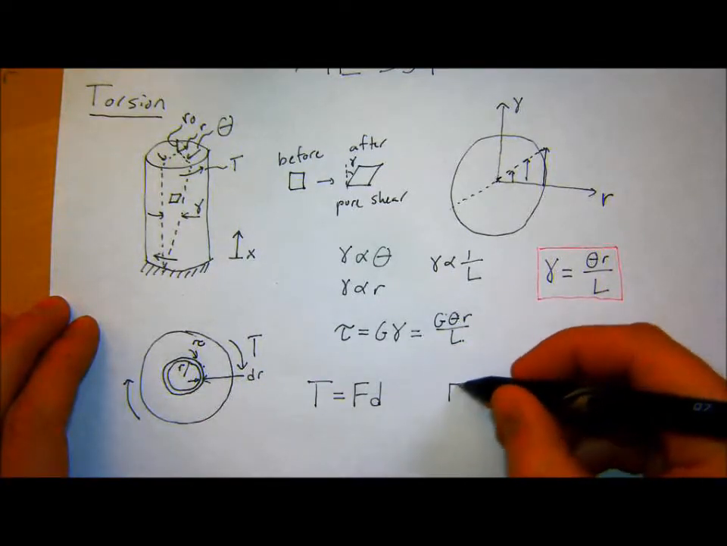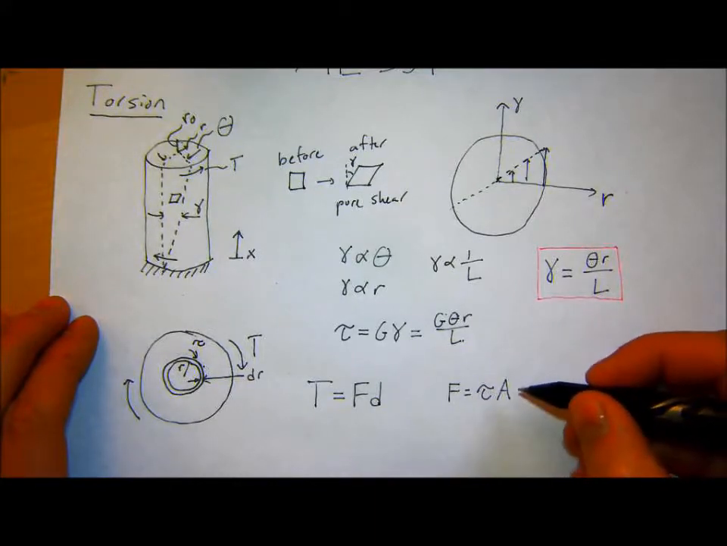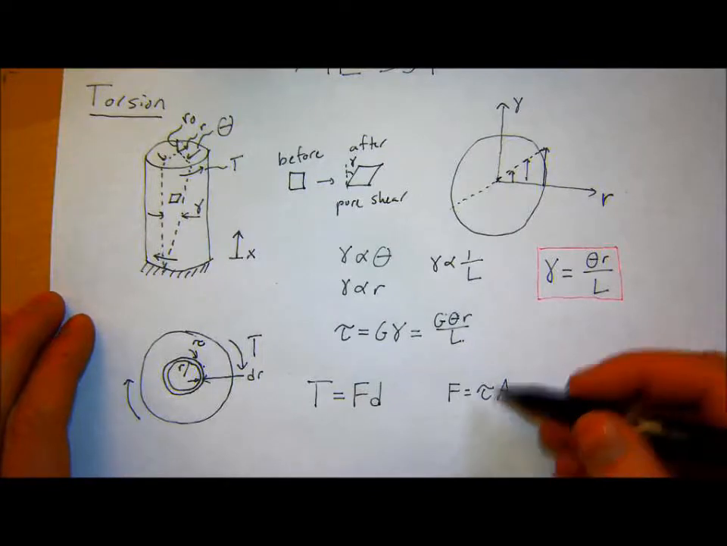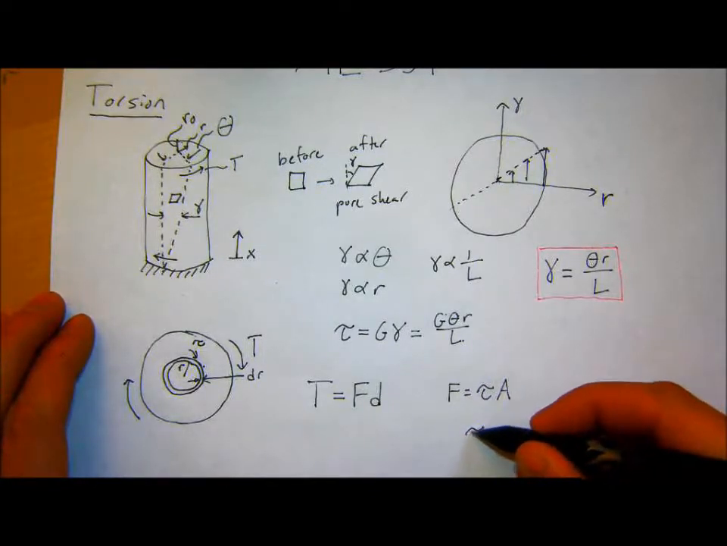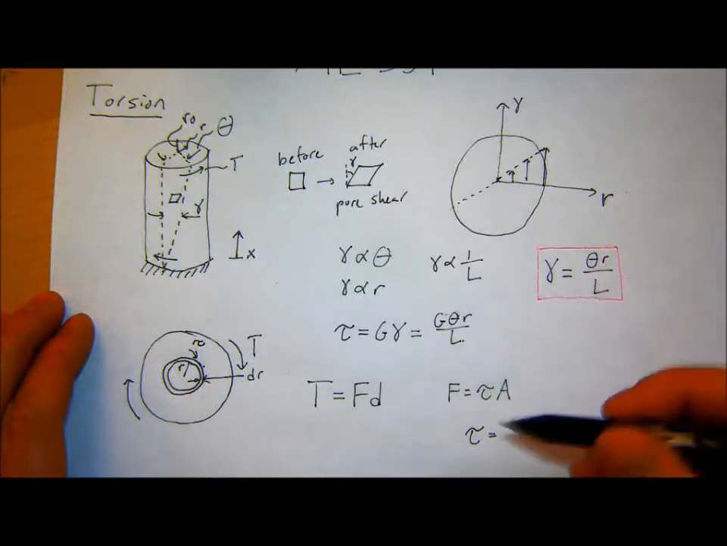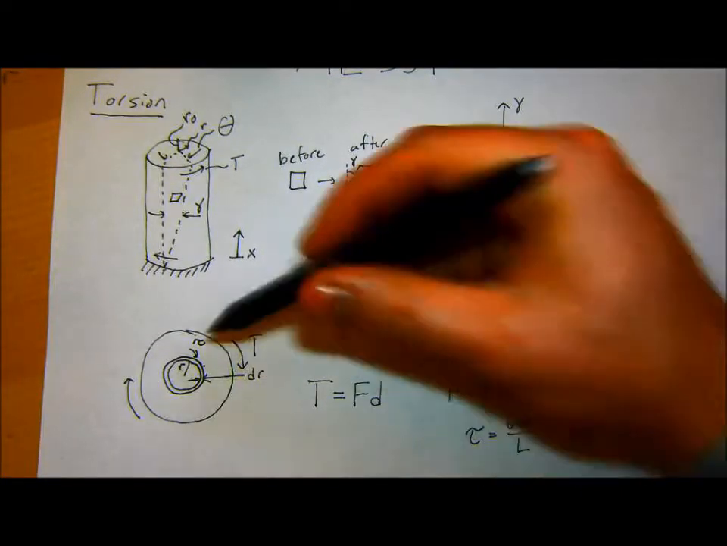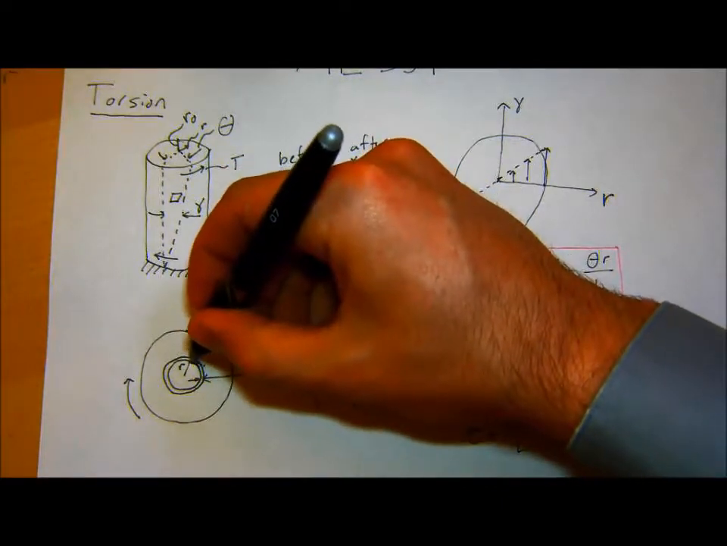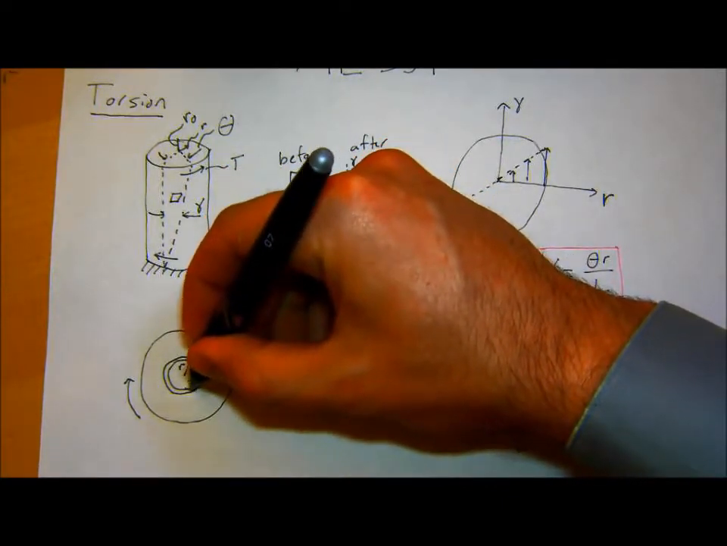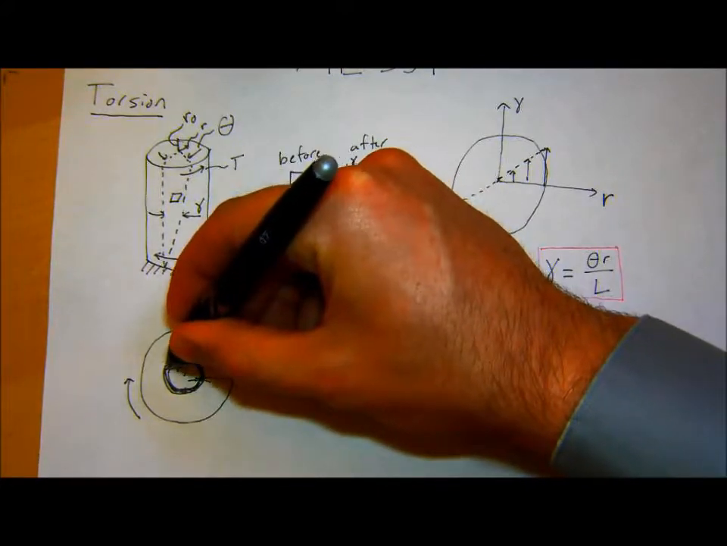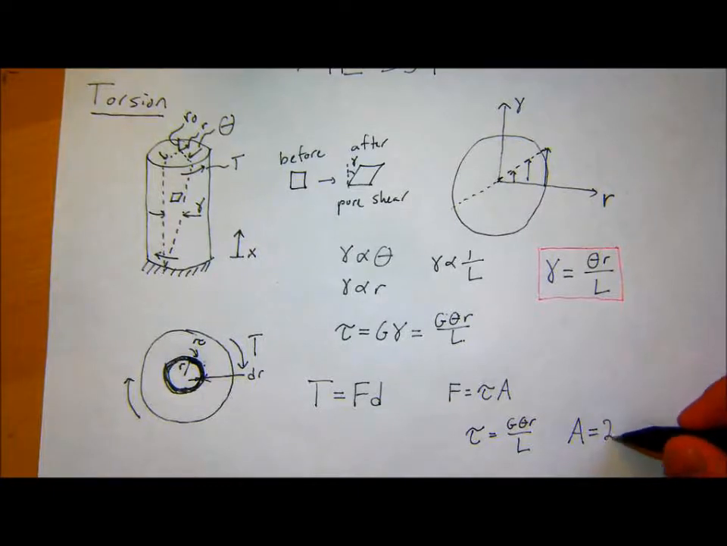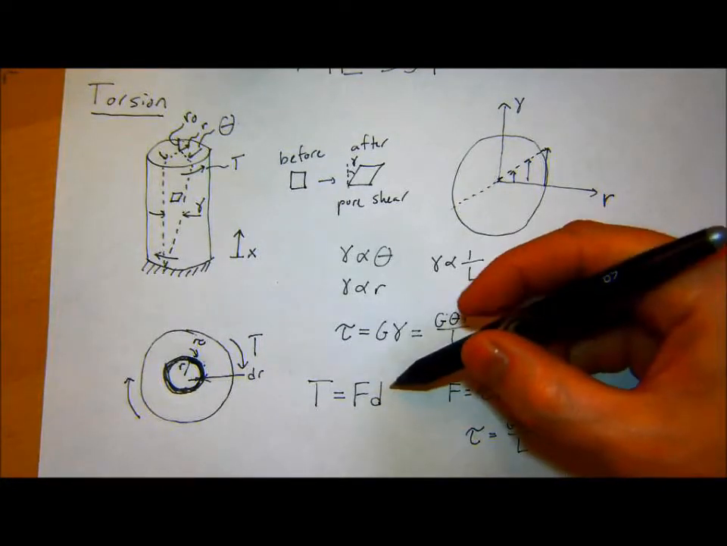The force is shear stress times area, where I know my shear stress now is this relationship here, G theta R over L, and my area is the area of this infinitesimal ring, which is 2 pi R dr. So this is the equation for the area of a thin hollow ring. My distance is actually just r, because it's out at this distance r away. But then I know that torque is varying with r.